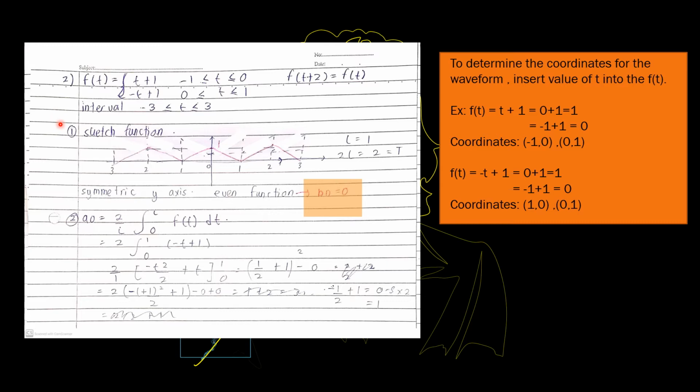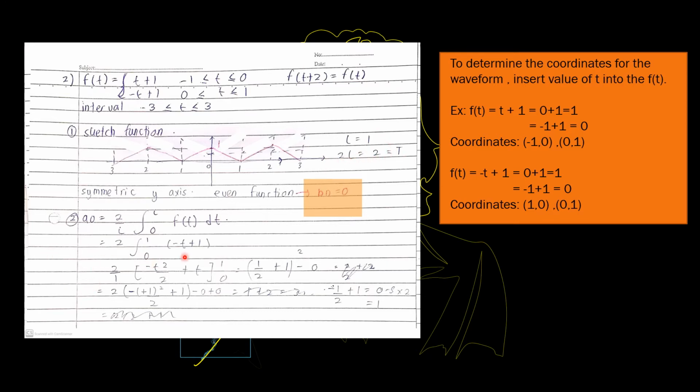So next we need to calculate a0. A0 has the formula 2 over L, integral from 0 to L of f(t) dt. So we got that L is 1, and the limit is from 0 to 1. We know L is 1 because of the interval itself. So L equals 1, and the period is 2 times L, so 2 times 1 equals 2.